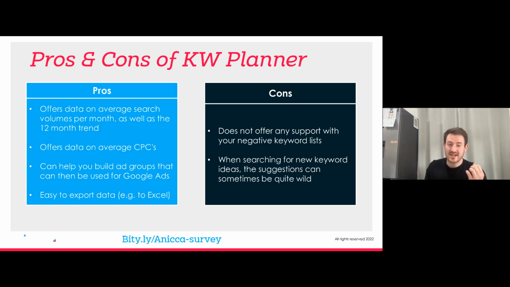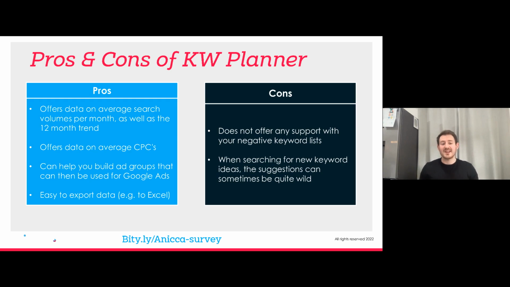It also offers data on average cost per clicks, the Keyword Planner. And therefore, if you are thinking about running Google Ads, if you're thinking about getting moving with a paid Google strategy, then having access to average cost per click data is very, very helpful. It can also help you build ad groups that you can then move across into Google Ads as well. So it can save you some time when setting up a Google Ads campaign.